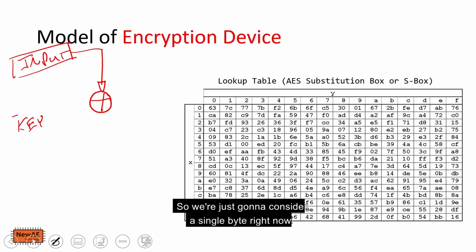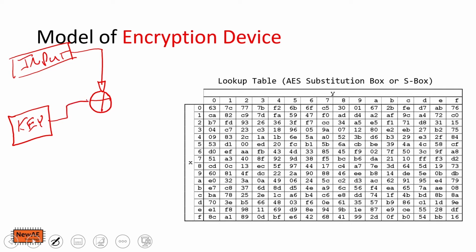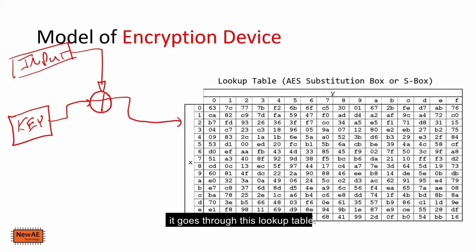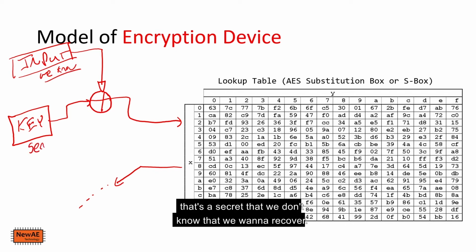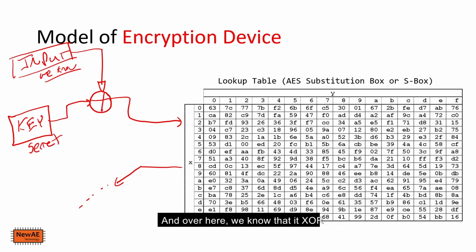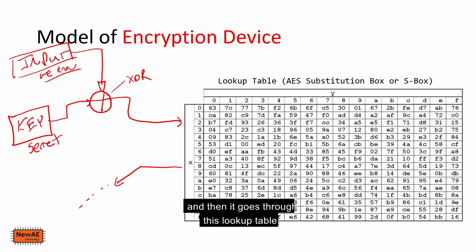So we have a byte of the key. We're just going to consider a single byte right now. The byte of the input data is XORed with a byte of the key. It goes through this lookup table, and then it goes onward in the algorithm. We don't care about the rest of it. All we care about is that this initial step is actually done. So basically we have this input data that we know, and we have this key that's a secret that we don't know, that we want to recover. And over here, we know that it XORs, and then it goes through this lookup table, which is called the AES substitution box, or S-box.